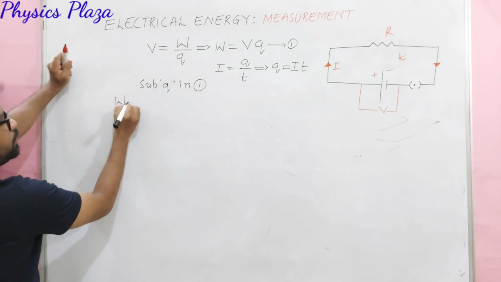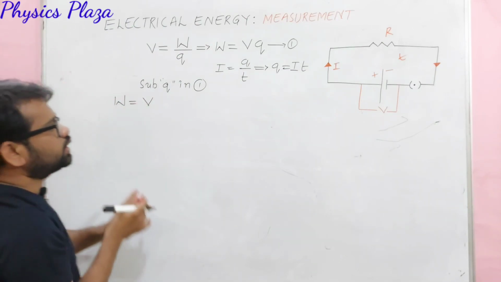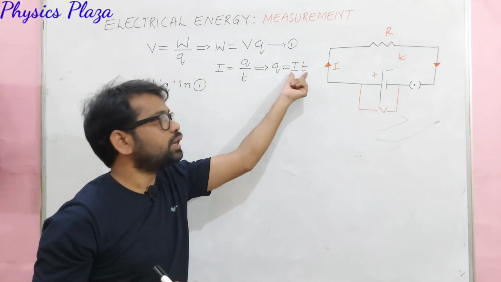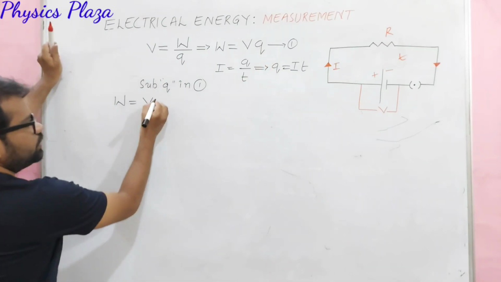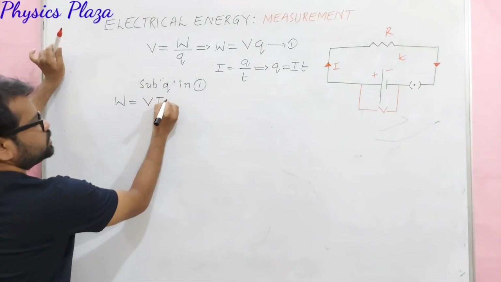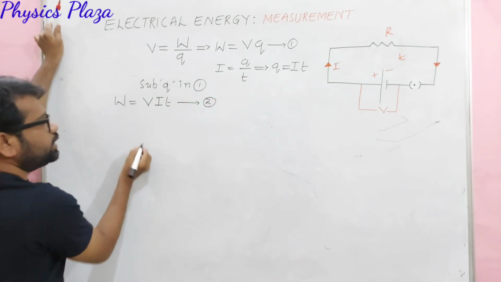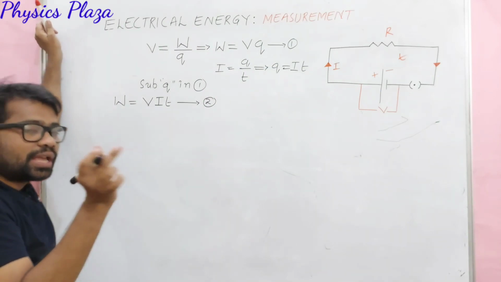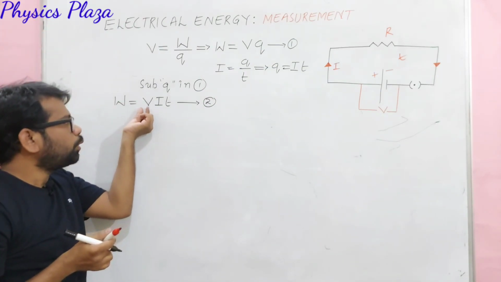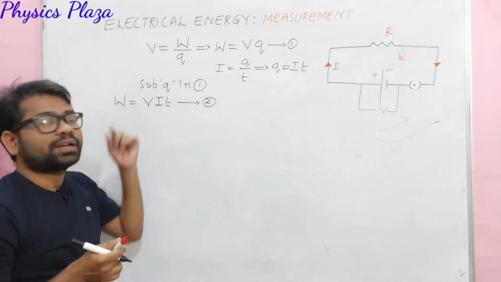Then what do we get? We get W is equal to V. Children, in the place of Q, we are going to write IT. So we will get VIT. This is the second equation which we got. Here W, the electrical energy, can be calculated when potential difference, electric current, and time are given.